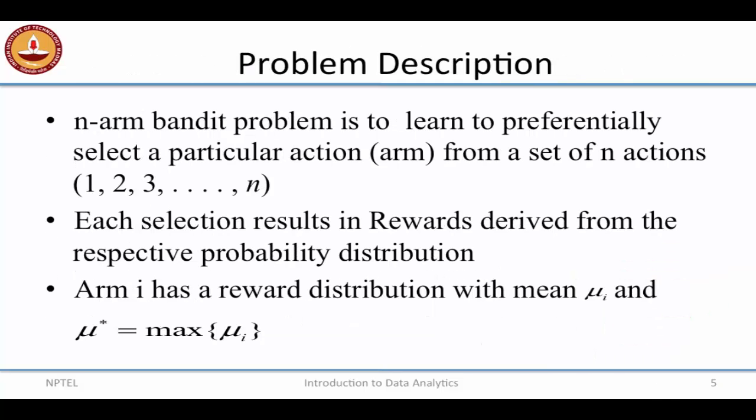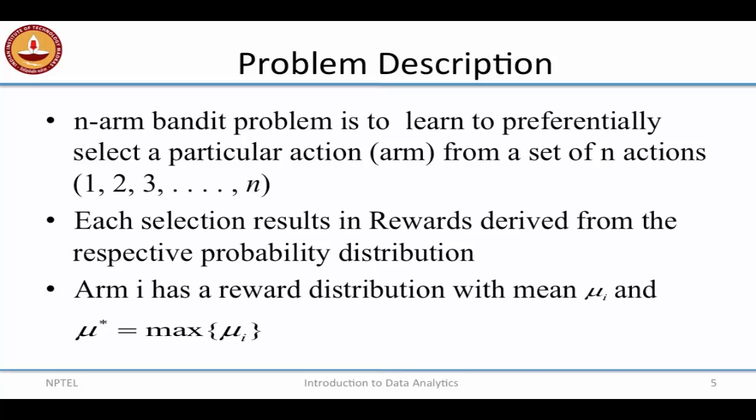So a little more formally, the n-arm bandit problem is to learn to preferentially select a particular action or an arm from a set of n actions, which we will conveniently label 1 to n. Each selection results in some kind of an outcome, which we will call a reward, derived from a probability distribution associated with the respective arm.